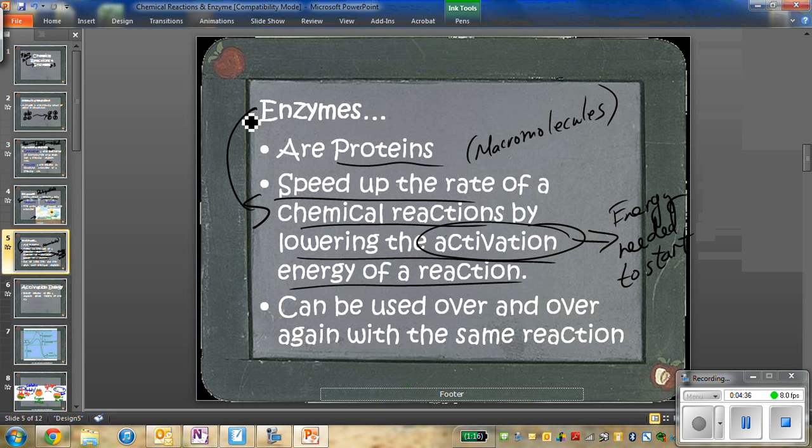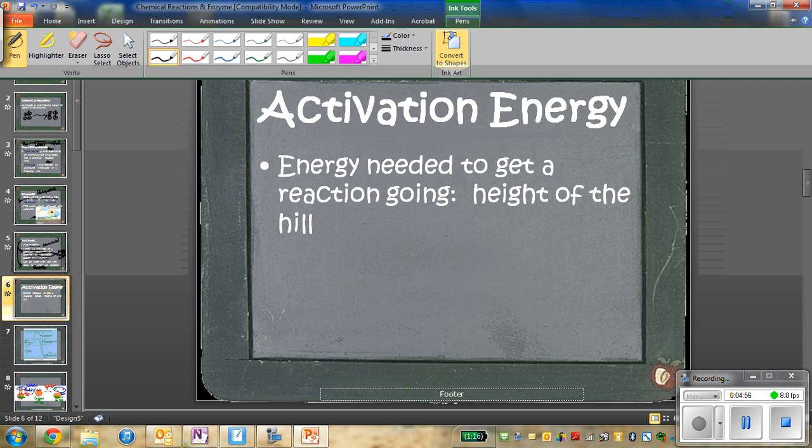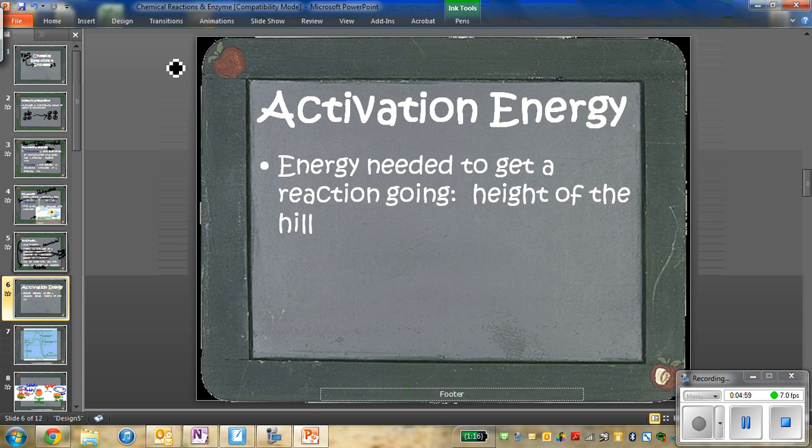Enzymes are also reusable. Make sure you remember that for later. Enzymes are reusable, so they do not go away after the reaction's over. They just sit there and wait to be used again. Like I mentioned earlier, activation energy is the amount of energy it takes to get a reaction going. So let's do a little hypothetical example here. Here is a big hill.